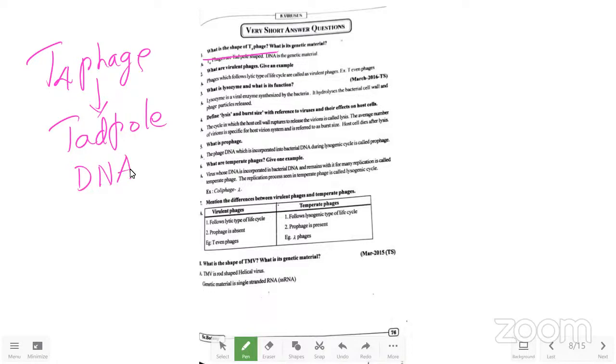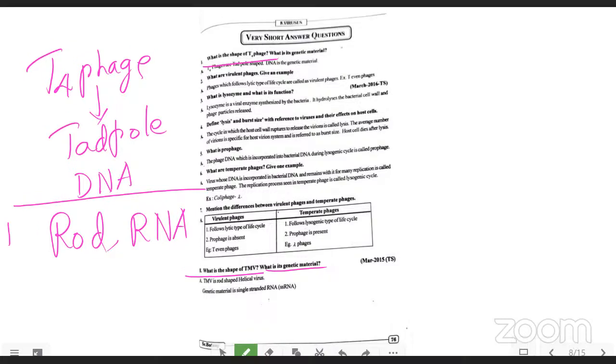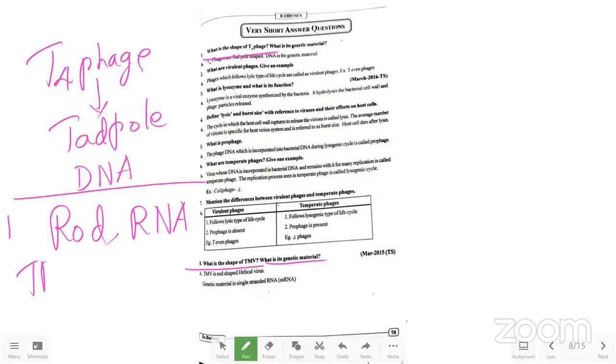Okay. Now, what is the shape of TMV and what is its genetic material? TMV is rod shaped and the genetic material is RNA. This is for TMV. Okay.